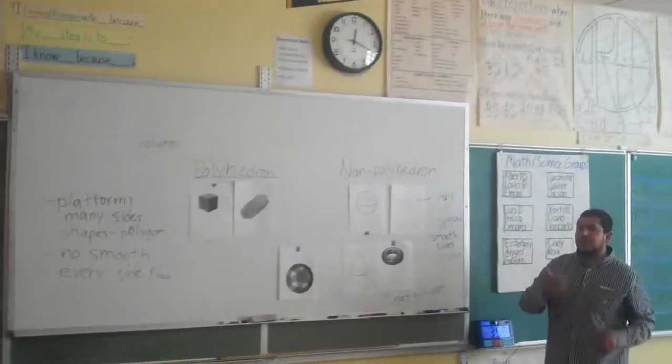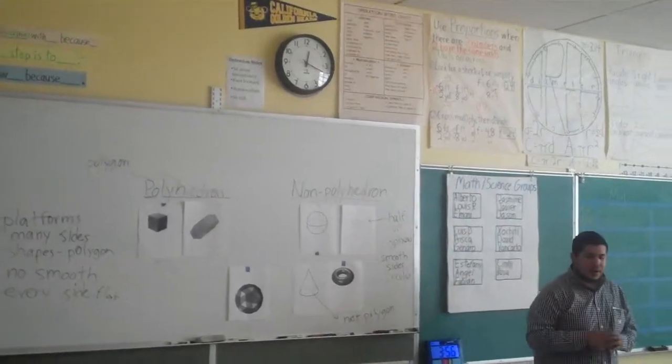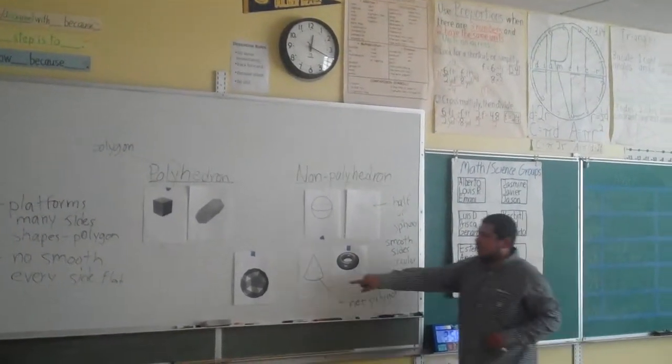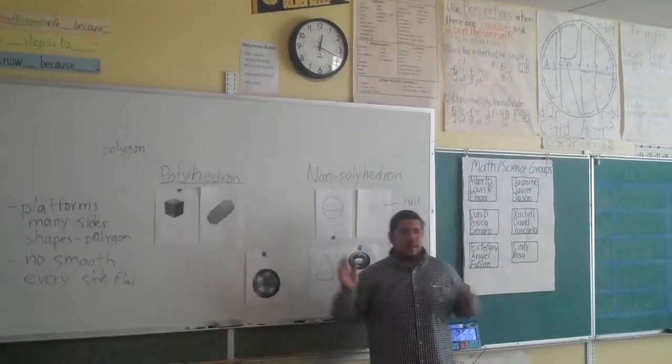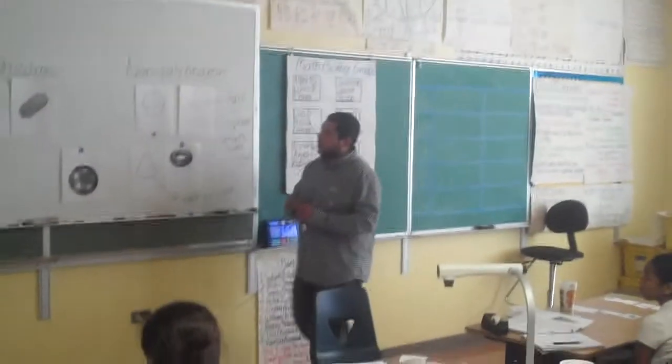So I would agree with Sochi. This cone here is an example of a non-polyhedron. So let's go back to this example here. There were some people that were a little confused. There were some people that had it under polyhedron, non-polyhedron? Let's take a vote.